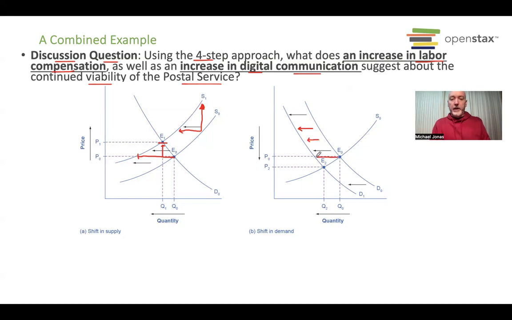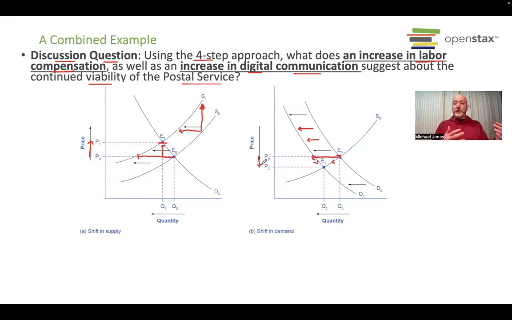What's going to be the impact? Starting at an E0 initial equilibrium here, fewer units demanded at the original price, quantity supplied is greater than quantity demanded. A surplus is going to push prices down. So we look at these two things simultaneously. The higher wages paid to postal workers is going to put upward pressure on prices. People not wanting to send letters anymore, decreasing demand, is going to put downward pressure on prices.